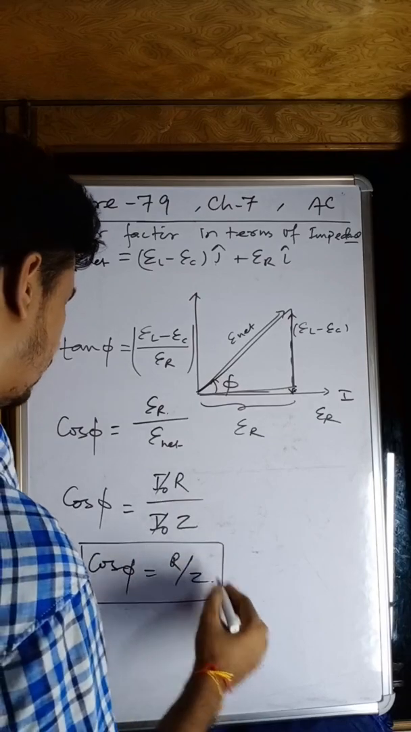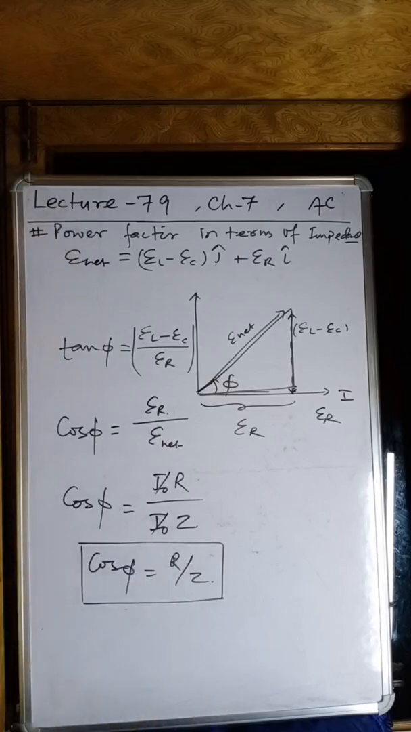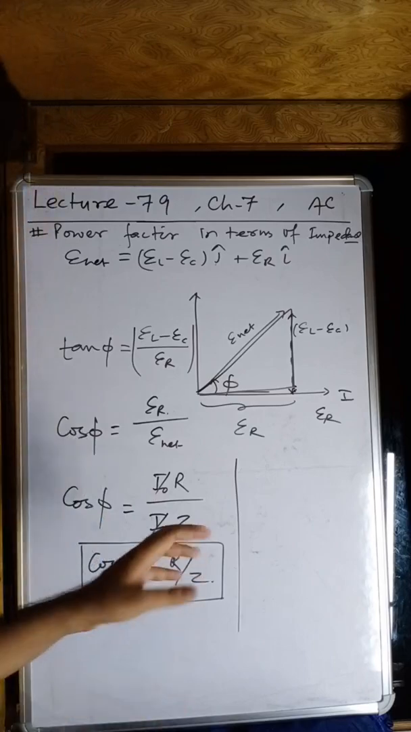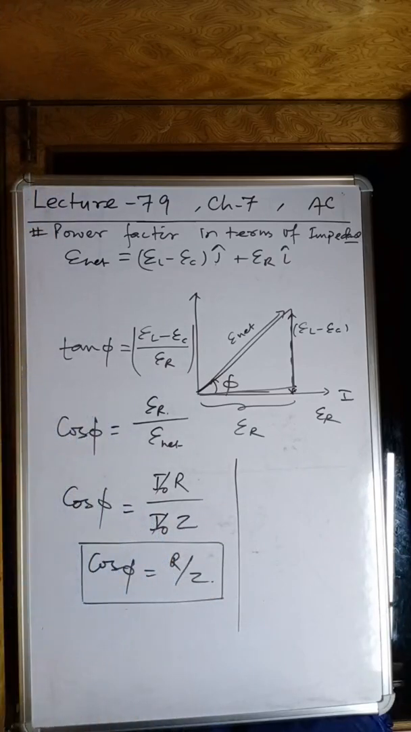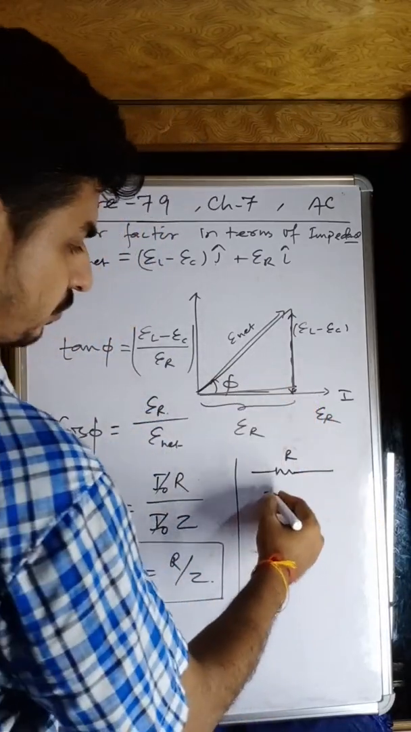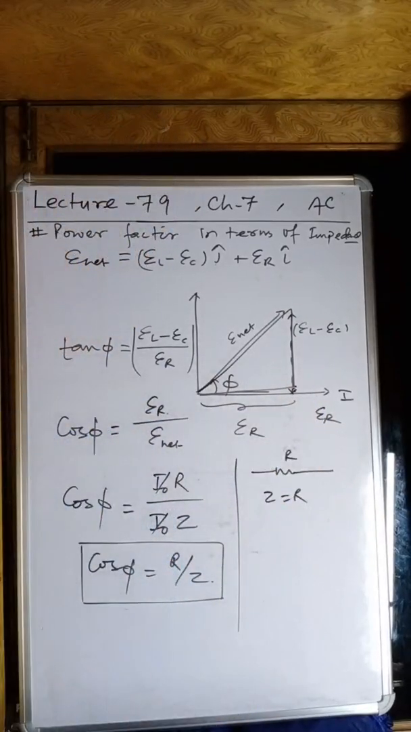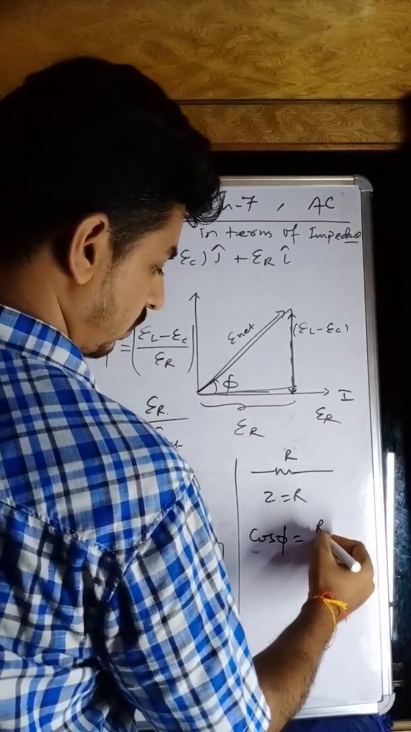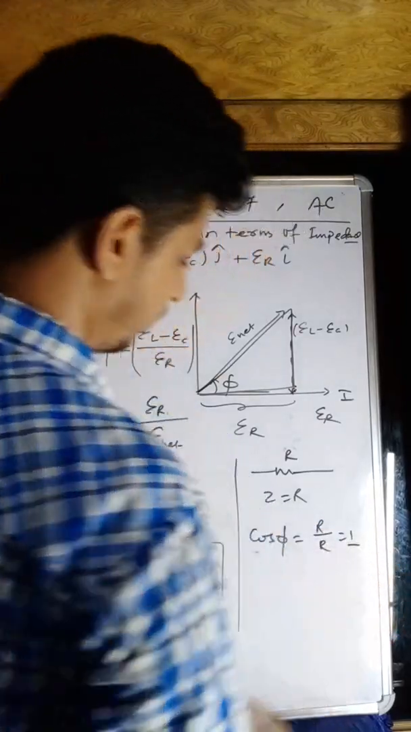This one is another very important formula. When we talk about the power factor of a resistive circuit, my dear students, listen carefully to what I am telling you. For a resistive circuit, Z is equal to R. Am I right? Yes, Z is equal to R. Then we can write cos phi as R over R, which is 1.